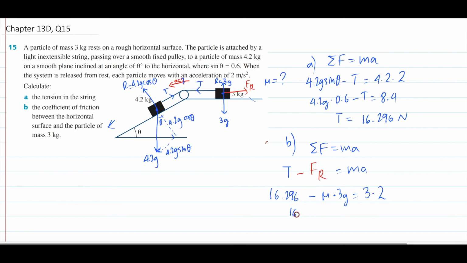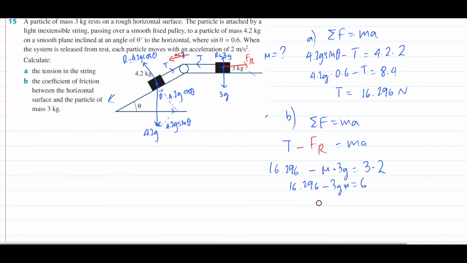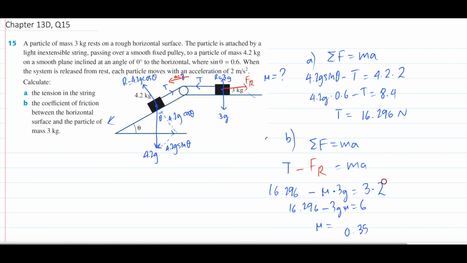Guys, once you get this down, just simplify it a little bit, and 3g mu equals 6. All you need to do now is solve for the coefficient of friction, which, if you check in your calculator again, you should get 0.35 approximately. Okay? So guys, that's it for question 15, chapter 13D. Nothing too hard. It's just your scenario here is a little bit interesting. You've got a rough plane, but then you also got a smooth plane.